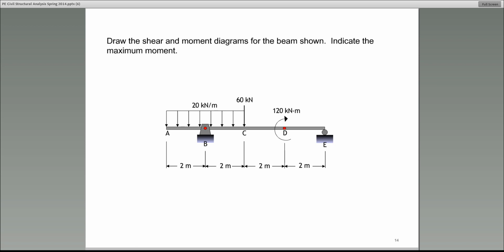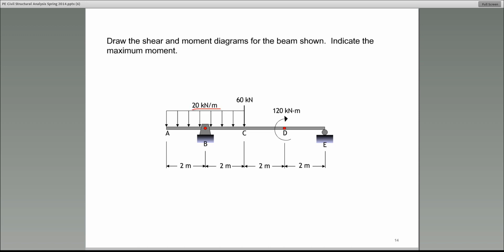For that reason, I'm going to walk through creating a shear diagram and a moment diagram using a load diagram such as this one. This is called a load diagram because the beam is given, the supports are given to you. One support is at B, another at E, and then the entire loading is given to you for the beam. From A to C, we have this 20 kilonewton meter.